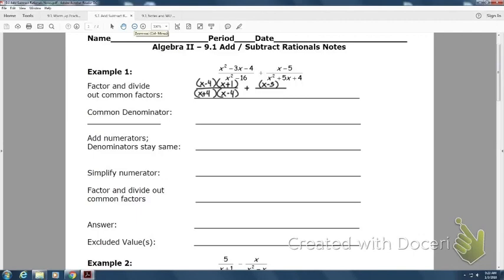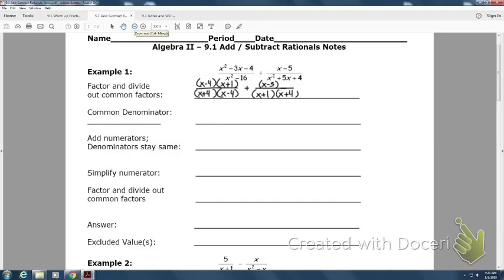Okay. So then looking at the denominator of that fraction, what factors of 4 add up to 5? 4 and 1.